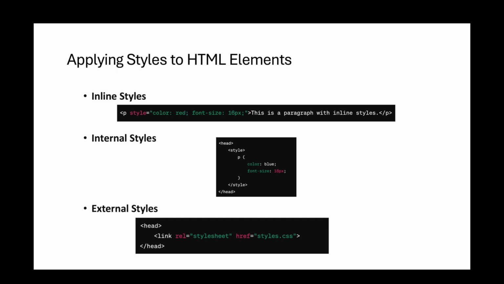Internal styles apply to the entire document and override external styles but are overridden by inline styles. Example: <head><style>p {color: blue; font-size: 18px;}</style></head>.